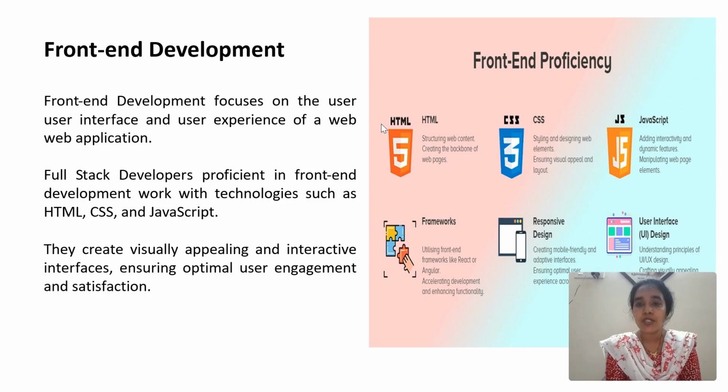HTML is used for structuring web content, creating the backbone of web pages. HTML is nothing but hypertext markup language. CSS is nothing but cascading style sheets. This is used for styling and designing web elements, ensuring visual appeal and layout. Coming to JavaScript, adding interactive and dynamic features, it is mainly concentrated on manipulating web page elements.